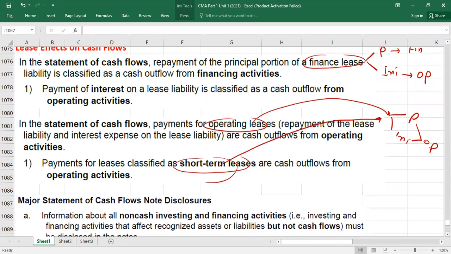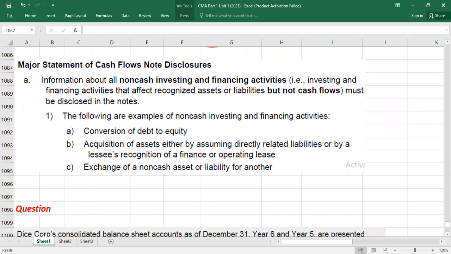And now, guys, here we have some disclosure requirements. Major statement of cash flows notes disclosure. What they are saying is that information about all non-cash investing and financing activities you have to disclose. There are some activities which are non-cash, right? And you have to memorize these points. Number 1, conversion of debt to equity. For example, company has issued bonds, and company is saying we will convert into common stock. Return our bonds, we will give you common stocks, ordinary shares, right? Obviously, in this conversion, there is no cash involvement. You are taking one thing, you are giving other things, so it is non-cash.